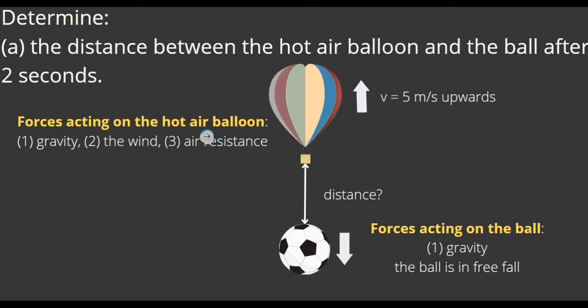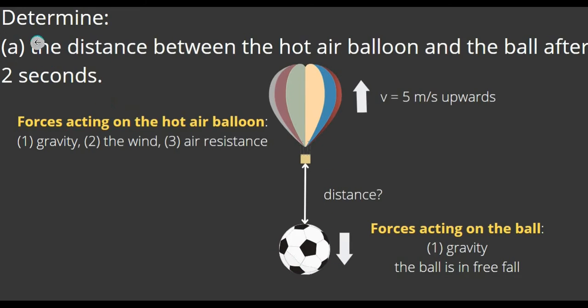So you look at the forces acting on the hot air balloon. We can check gravity. The wind is also exerting some force on the hot air balloon, and we have to consider air resistance, right? And they said to us that the hot air balloon is moving vertically up at a constant velocity of 5 meters per second. The ball, on the other hand, after it has been released, has only a single force that we have to consider, and that is gravity. That means our ball is in actual fact in free fall. That will become important. Be aware of the fact that the hot air balloon is not in free fall, only the ball is in free fall as it moves down.